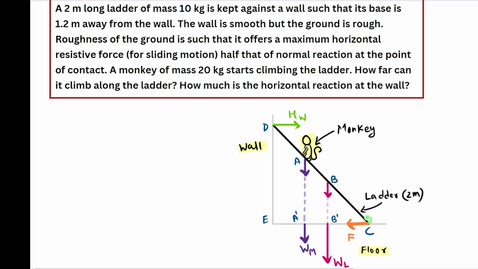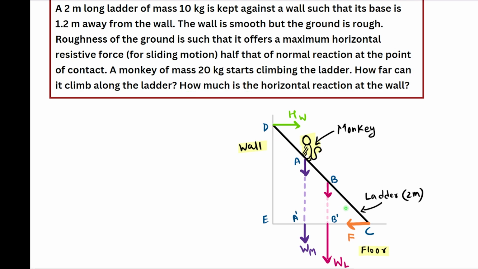So basically there's a maximum distance till which this monkey can climb, and that distance is what we are required to find. So we are required to find how far the monkey can climb the ladder. And we also have a second quantity which needs to be found.